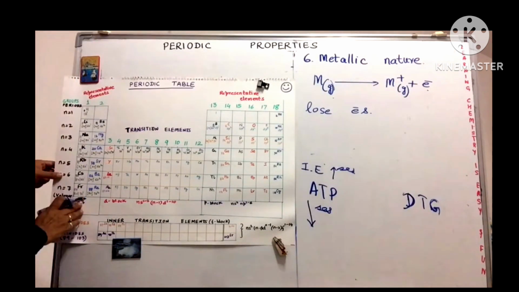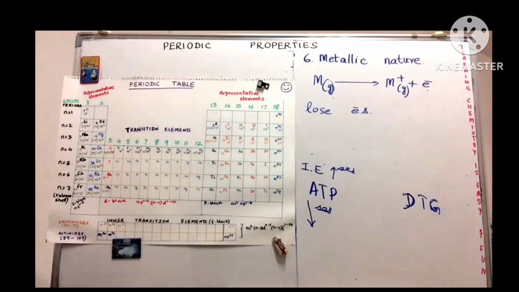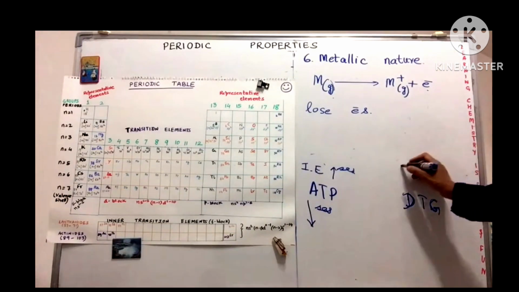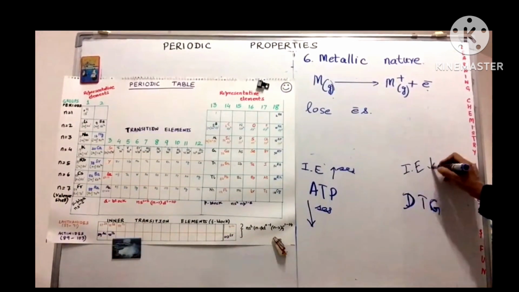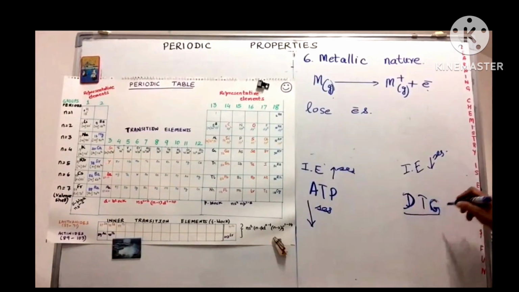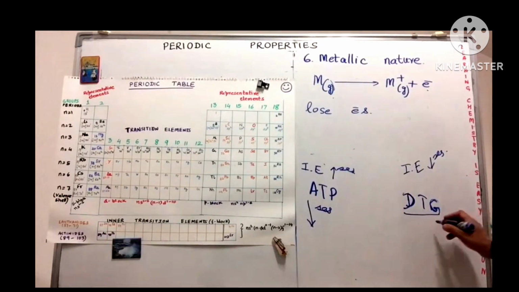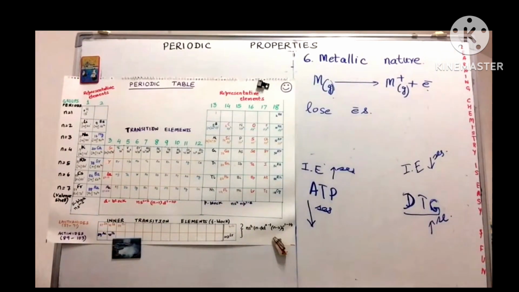Similarly, when you go down the group, because the size of the atom is increasing, the ionization enthalpy is, yes, it is decreasing. So down the group, the ionization enthalpy decreases. So what happens to the metallic character? Yes, it will increase. Both are inversely related to one another. Because the atom size is more, it will be easy for me to remove electron from it and for it to show metallic nature. So down the group metallic nature increases, across the period metallic nature decreases.